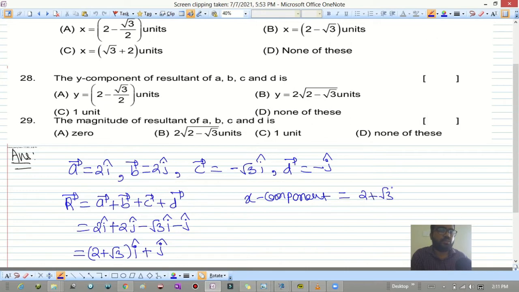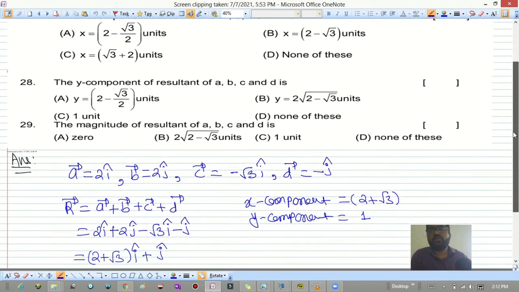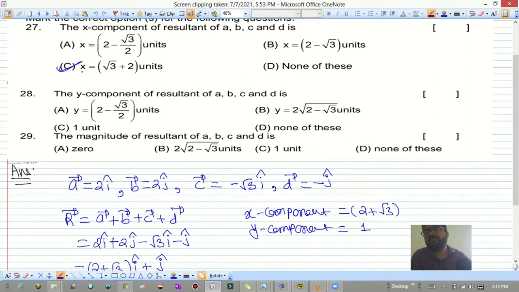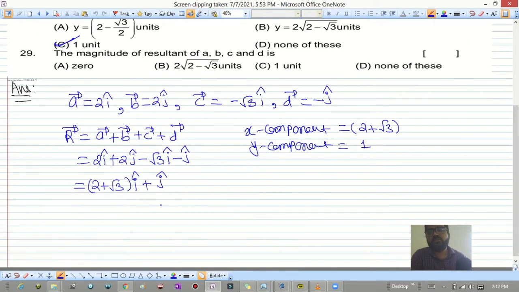So x component we have is 2 plus root 3 and y component we have is 1. Y component is 1, so it is given in C. The magnitude of resultant of A, B, C, D is, R bar magnitude is equal to root of 2 plus root 3 whole squared plus 1 squared.